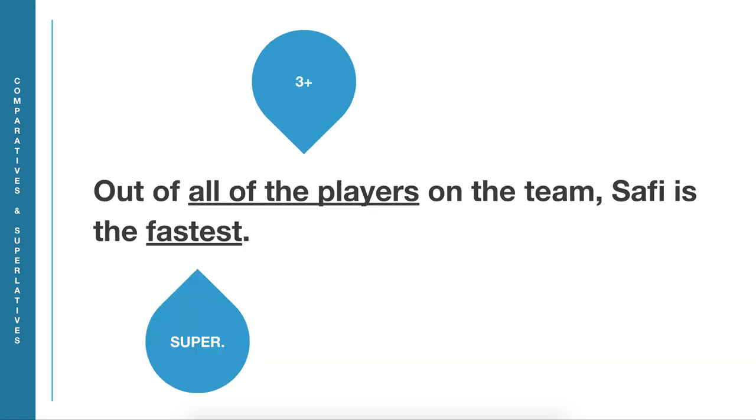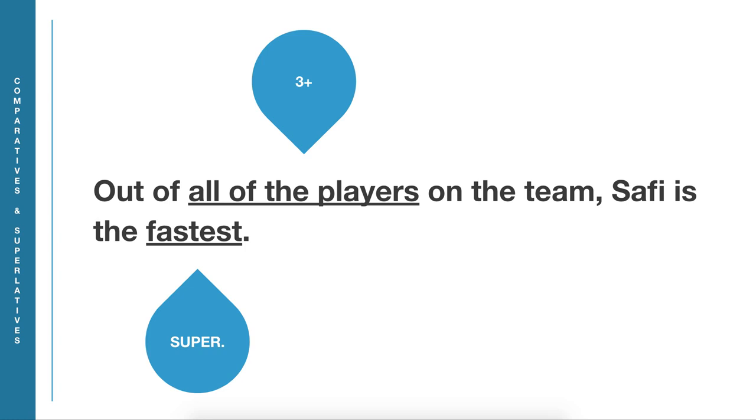In this next sentence, though, you can see that we're going to be comparing more than two items. Out of all of the players on the team, Safi is the fastest. Now, we can assume that there are more than two players on the team. Therefore, we are talking about a situation where we're comparing three or more items. And that means we have to use the superlative. Now, in this case, our superlative is fastest. It would be grammatically incorrect to say faster.